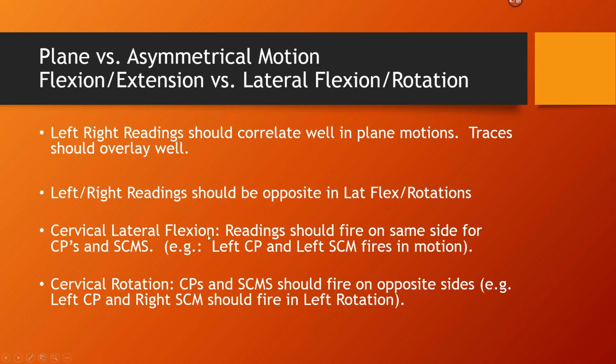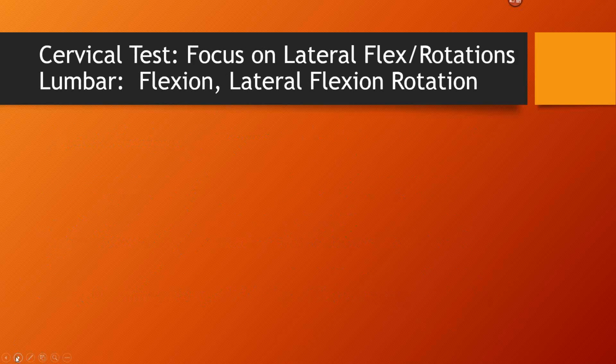In the cervical spine, it's the same thing. When you're doing a lateral flexion, you'll see readings fire on the same side for the CPs and the SCMs. In rotation, opposite sides. It's not important to remember this right now, but I'm just pointing out you'll see these kinds of patterns.